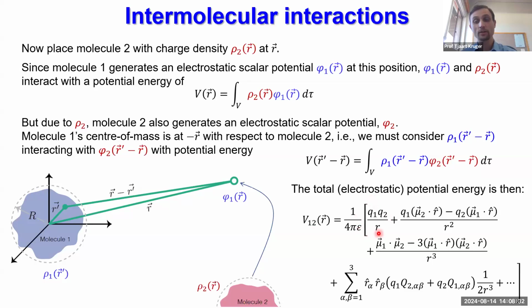The first term here is the Coulomb interaction. If we have two charges that are interacting, that is going to give us the Coulomb potential energy in this case. The second term gives us the difference between the interaction between a charged molecule and a permanent dipole, and a charge of molecule 2 and permanent dipole of molecule 1. The third term gives us the dipole-dipole interaction. The fourth term gives us the interaction due to charge 1 and quadrupole 2. Yeah, and also vice versa, and we can continue with the higher order terms.